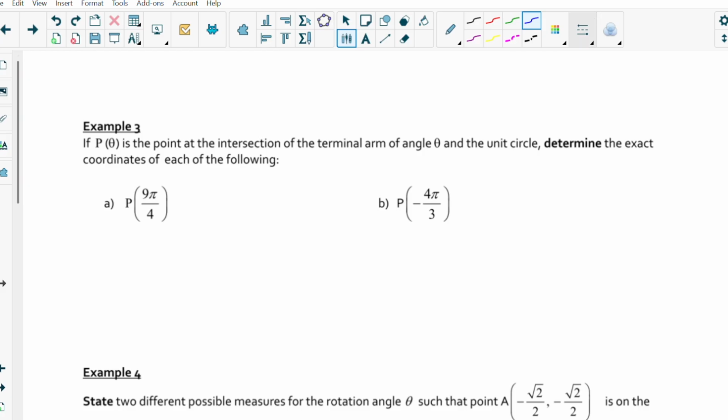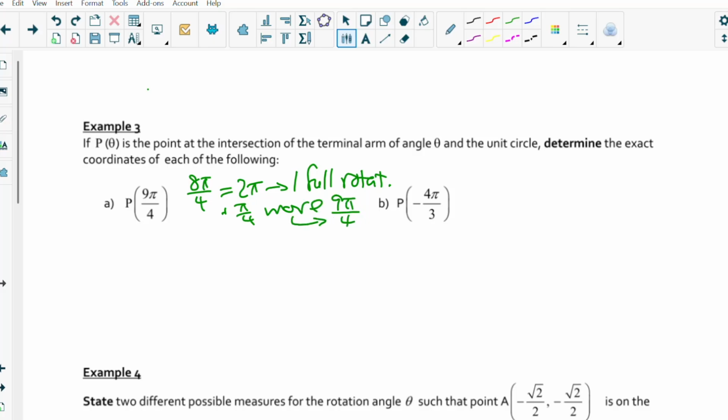Next page, folks. Example 3. If the point P of theta is the point at the intersection of the terminal arm of angle theta and the unit circle, determine the exact coordinates of each of the following. Okay. This is, I like to think of it this way. 8 pi over 4 is 2 pi. That's one full rotation. Okay. Plus pi over 4 more gives you 9 pi over 4.